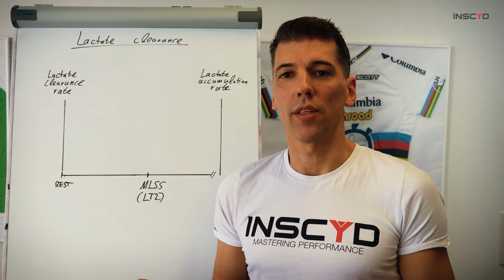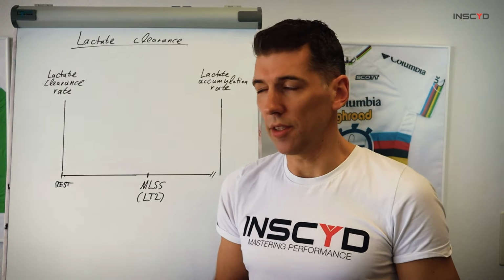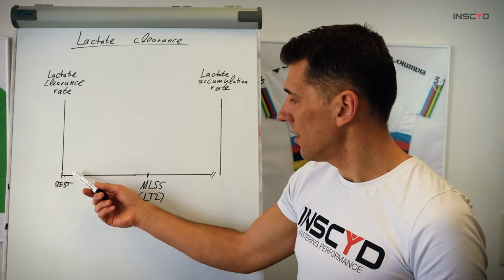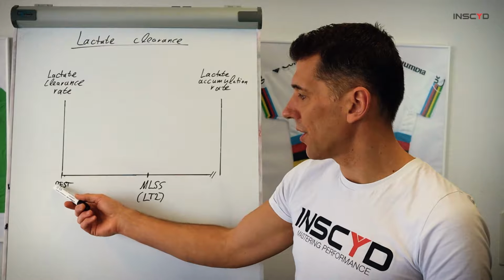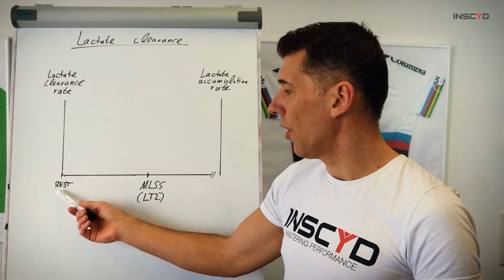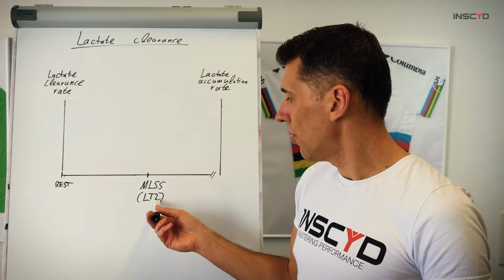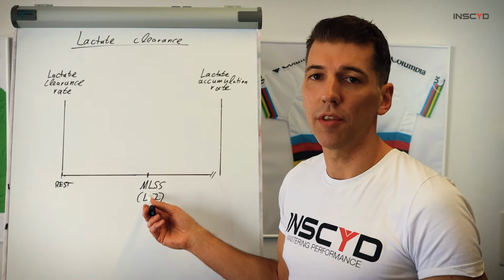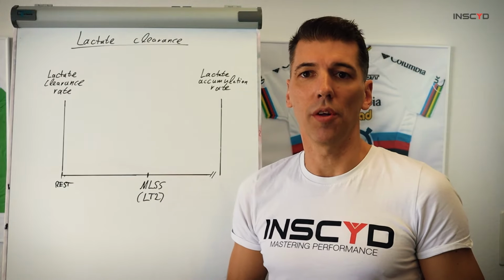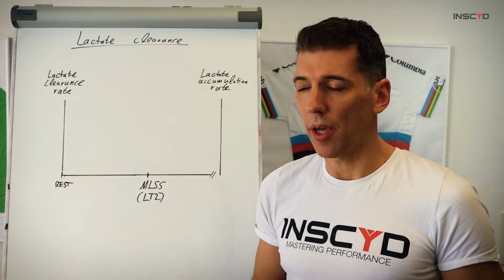So let's have a look together at the clearance of lactate at different intensities. You can see here I draw the intensity on the x-axis starting from rest, okay? Just no exercise, no work, no intensity. And I draw already one important landmark or benchmark here, which is the maximum lactate steady state, LT2. Some people might want to call it more like an FTP intensity, doesn't matter for this example, okay?